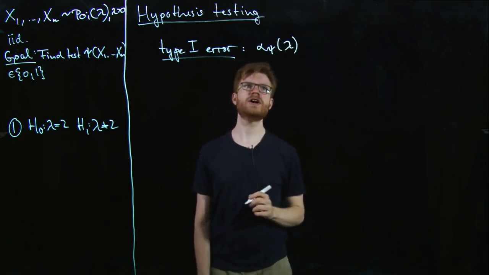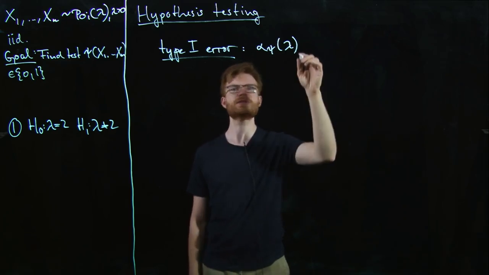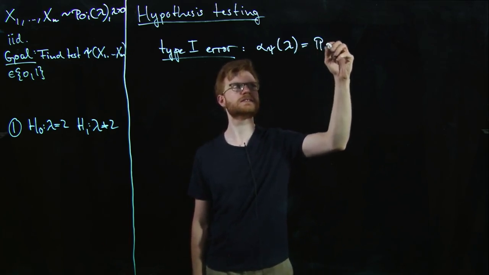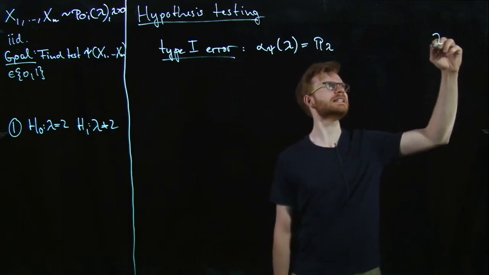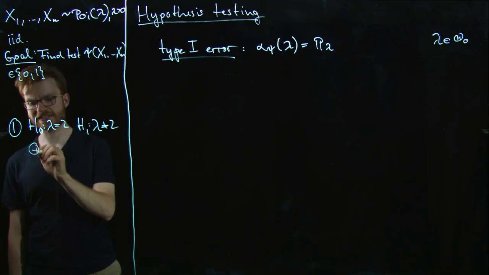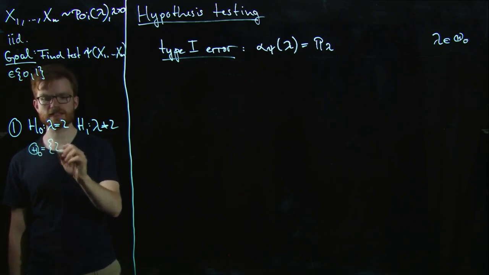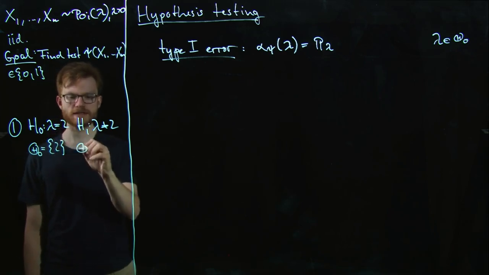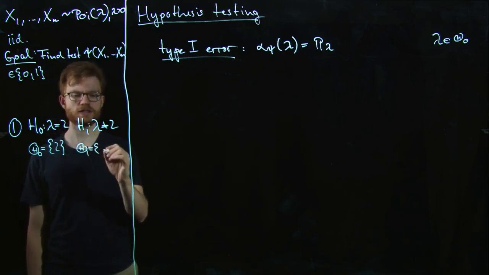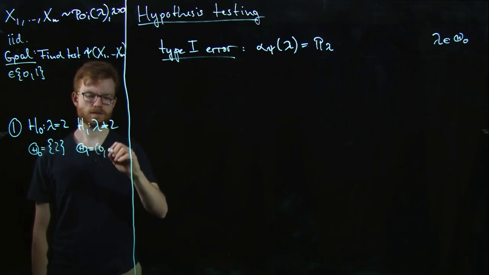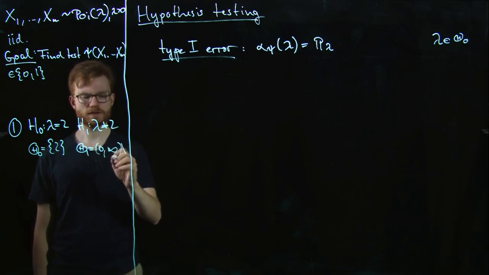And let's also let this depend on lambda, on the underlying parameter. It might vary depending on your setup. And this is the probability, if lambda is true, and lambda is in theta 0, which is the set associated to the null hypothesis. So in this case, this would just be all the parameters in the null hypothesis, which is just the number 2. And similarly, we have theta 1, which is all positive numbers except for the number 2.